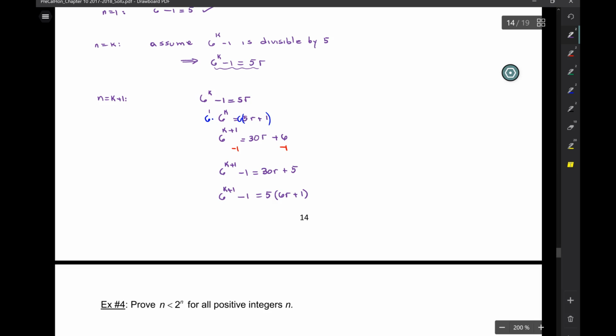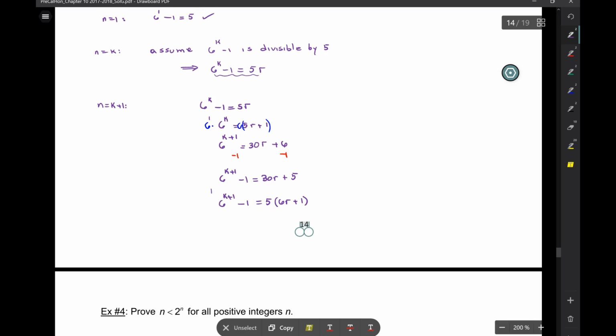Now look, the k plus 1 step, is that divisible by 5? It's 5 times something, so it's divisible by 5. So there you go. I proved it. You see what happened?